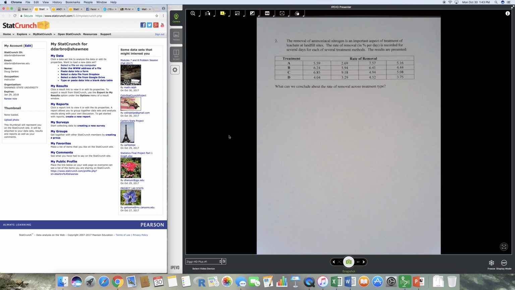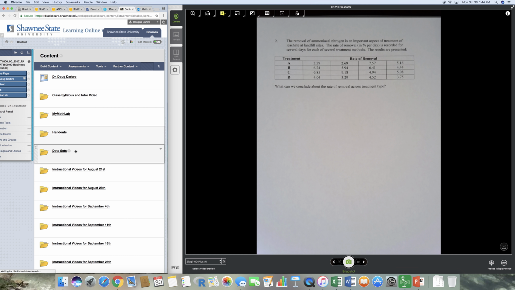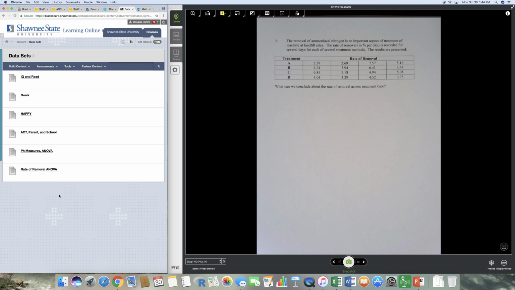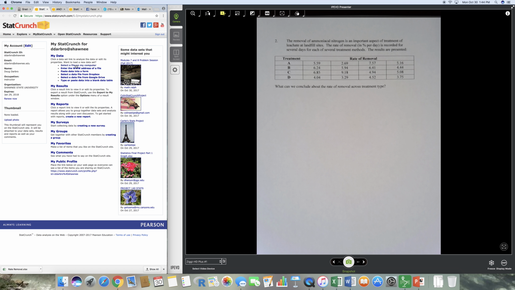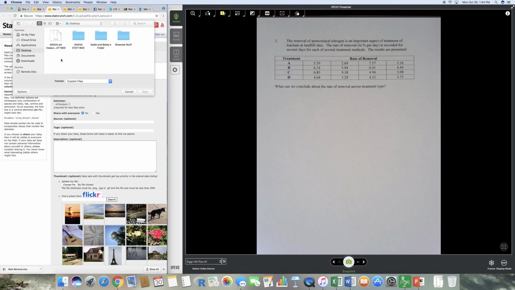Now, we need to download that, so I'm going to need to go back to Content and go to Datasets. And the data set we need for this one is rate of removal. So I'm going to just click it, it'll download. And it's going to be in downloads, which I can go get. So I'm going to select a file on my computer, and I'm going to go to Downloads.